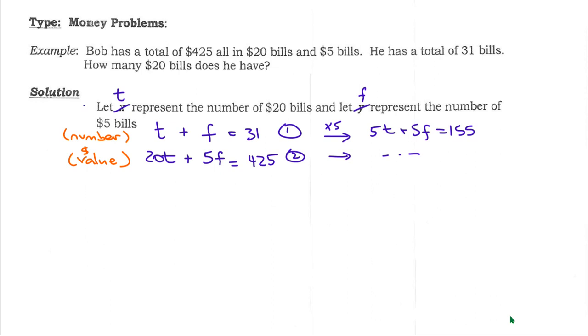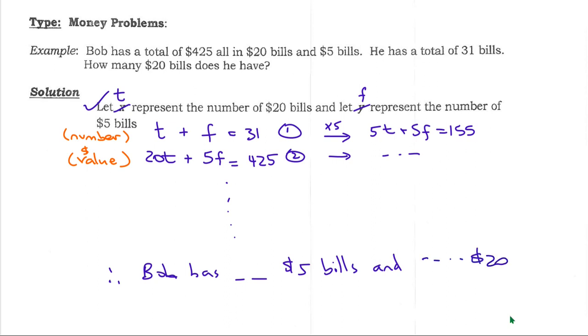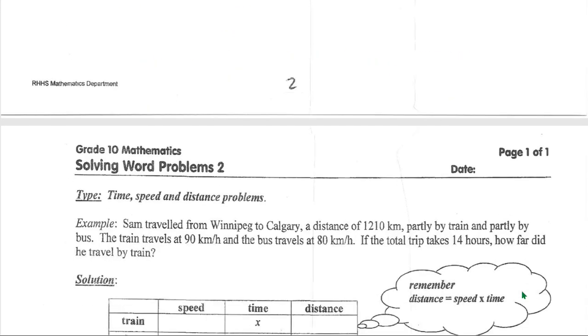The important thing is that we have a let statement up here, and then at the end, we're going to say, therefore, Bob has, and then you'll fill it in whatever number of $5 bills and whatever number of $20 bills. Okay, so I'm not going to do it. You can do it. Okay, and that's your answer. And really, it says how many $20 bills does he have? They didn't ask you how many $5 bills, so you don't actually have to answer that part in the therefore statement. Okay, let's do another one.